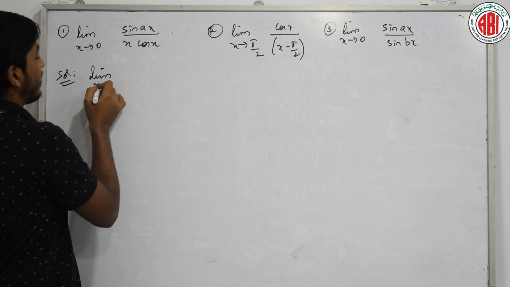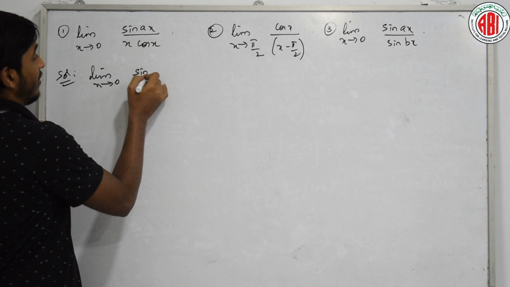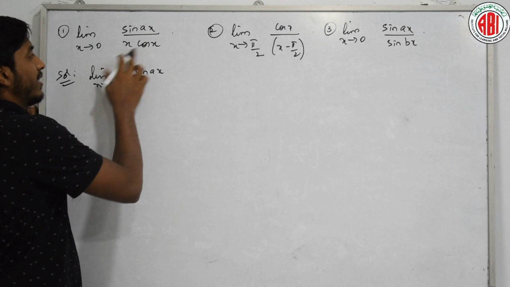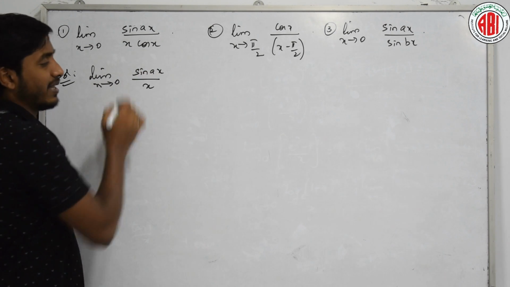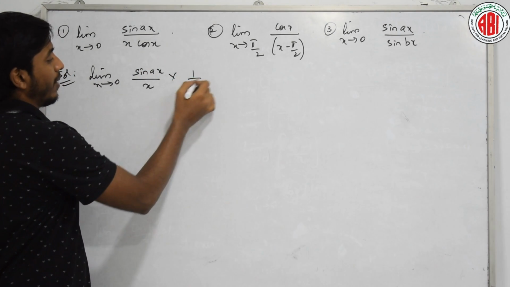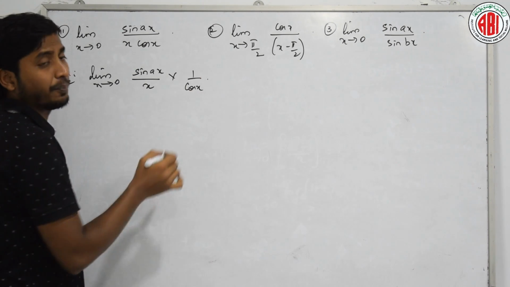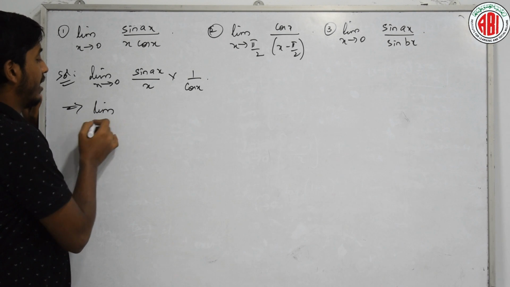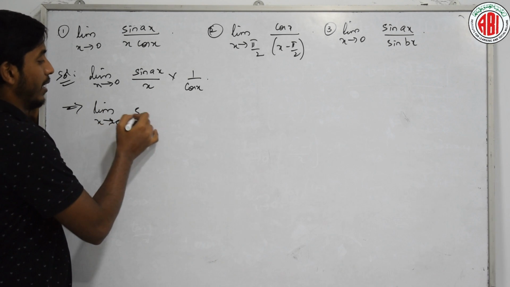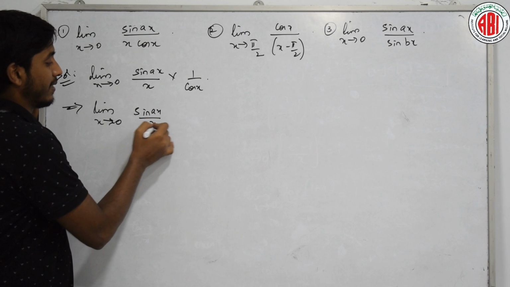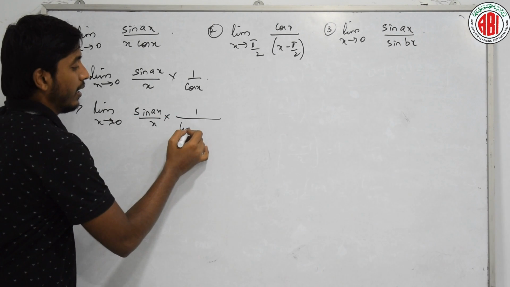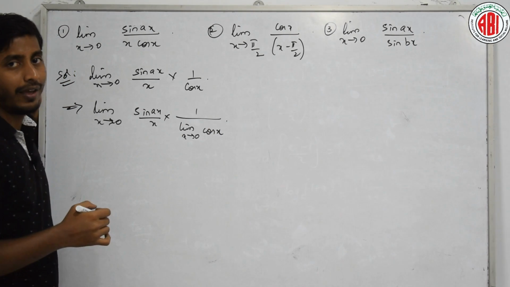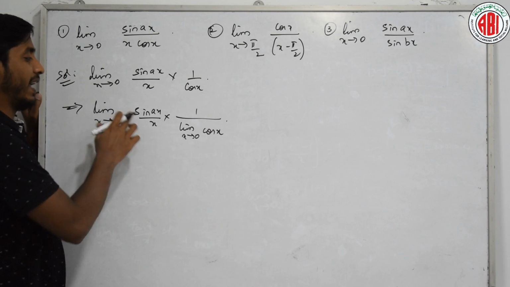Now from this you can see the varieties of limits. How to solve? I know the formula of sin x by x. Do I have x in the denominator? Yes, I have. Let me separate it into 1 by cos x. Let us write everything separately. This will become limit x tends to 0 sin ax by x into 1 by limit x tends to 0 cos x.